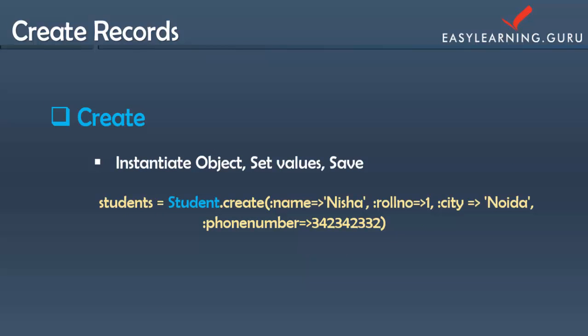The second technique that we are going to look at is create. Create does the exact same work as new save, but it does it all in one step. It instantiates the object, sets its values, and saves it in one single step. So let's try both, starting out with new save first.